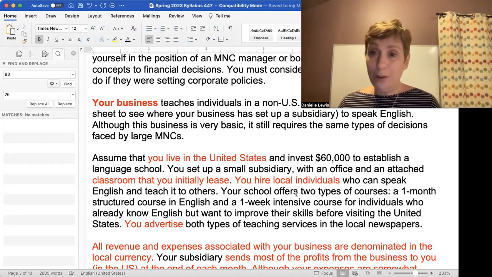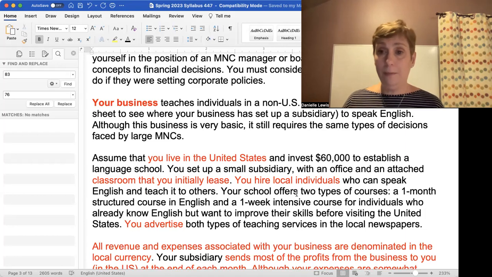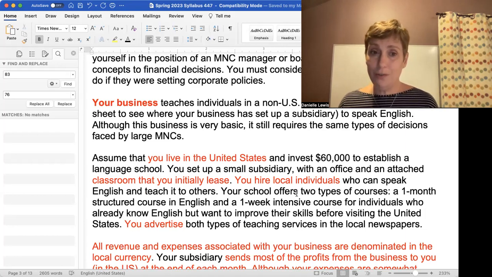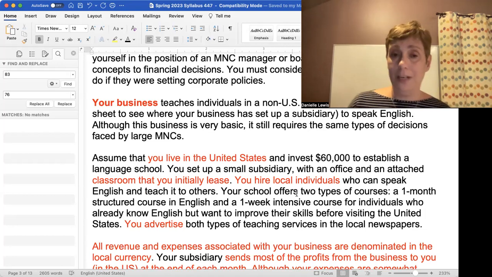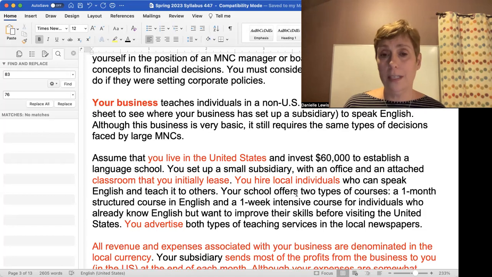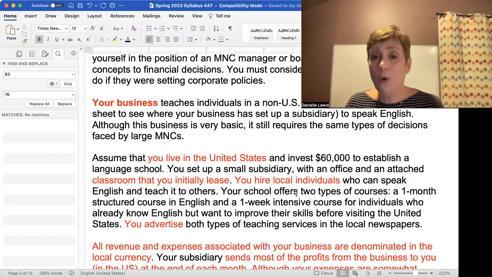You're going to hire local individuals. You're going to pay them in the local currency. We'll call that the functional currency. And these people are going to be the teachers who speak both English and whatever foreign language is being spoken in the country you're assigned. Your school is going to have 2 different offerings of English language courses. One's going to be a longer 1-month course, and the other one's going to be a short 1-week, really intensive course.